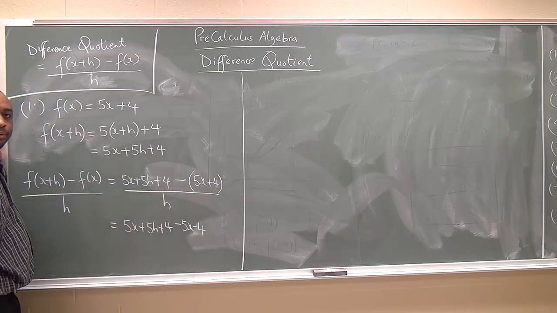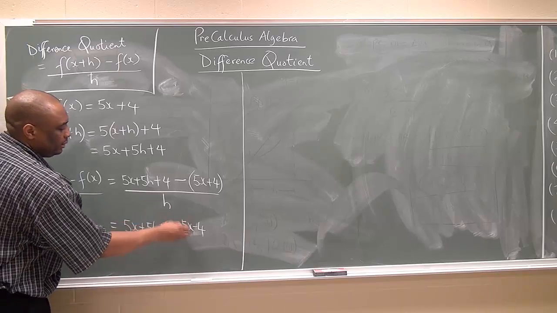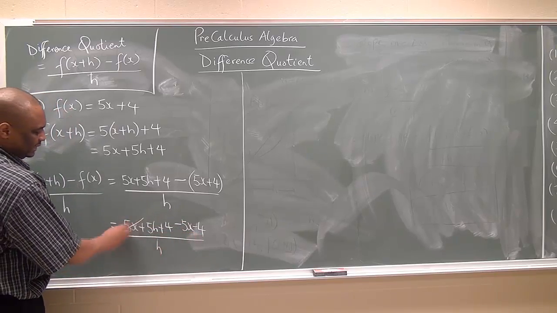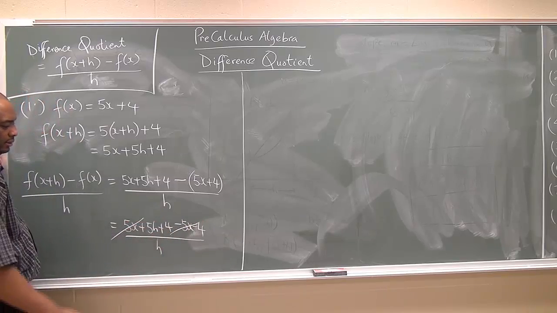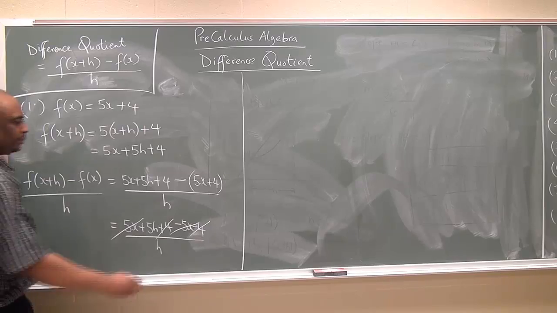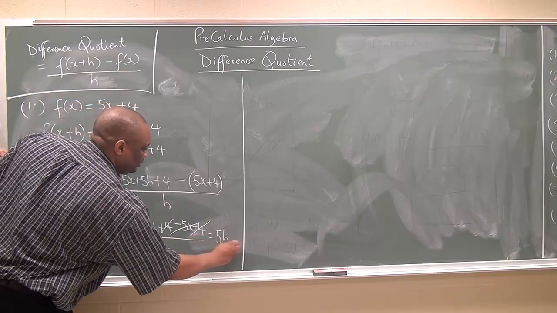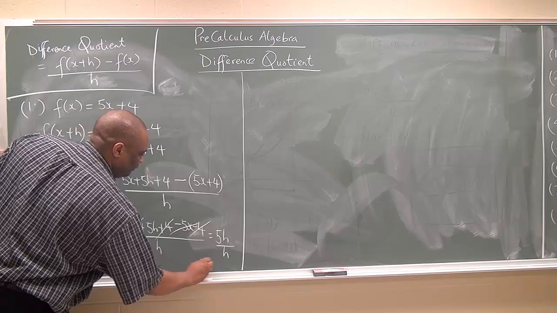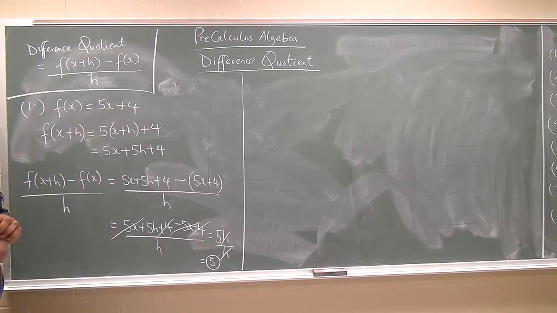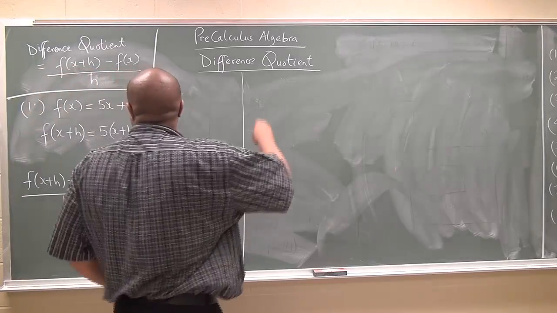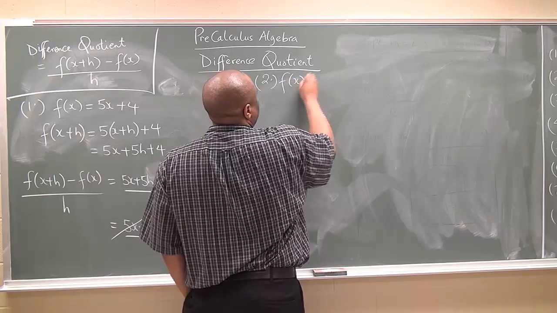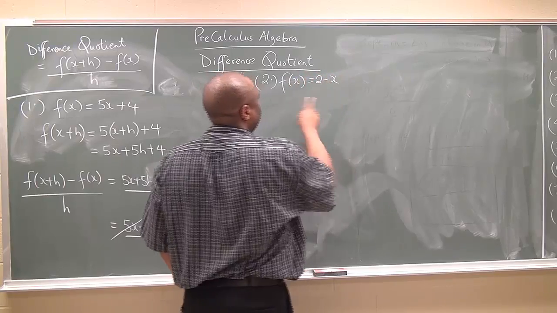If you distribute that all over h, then 5x minus 5x, that is gone. 4 minus 4, that is gone. So you now have 5h over h, and that will give you 5, because h will cancel h, and you have 5. Question 2, f of x is 2 minus x.